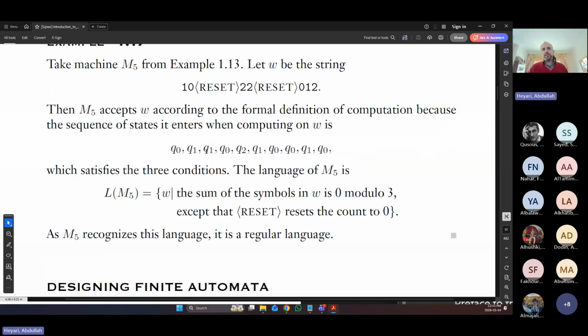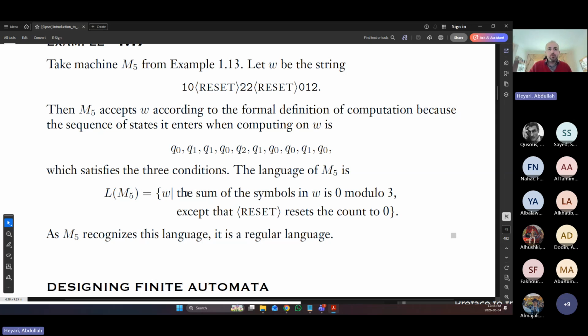And this would trace the states through which the machine passes. Machine M moves from Q0, Q1, Q1, Q0, Q2, Q1, Q0, Q0, Q1, and Q0. So this satisfies the 3 conditions, which means that this is accepted. And that would lead you to the language describing all the strings accepted by M5.